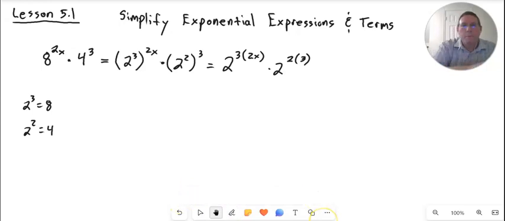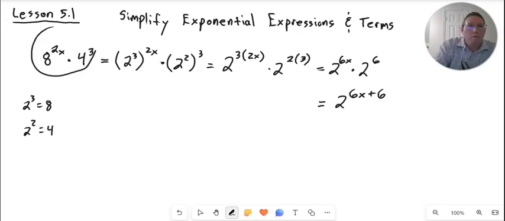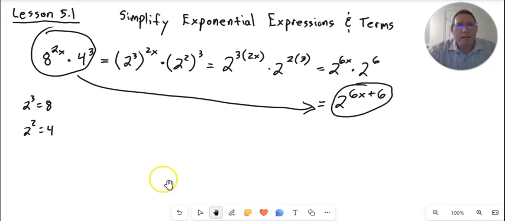All right. And so now, if we go back to what we just learned a few minutes ago, this is now going to be 2 to the power of 6x times 2 to the power of 6, which can now be rewritten as 2 to the power of 6x plus 6. And so this over here gets rewritten, simplified into this. That's what we're doing today. That's today's lesson. We want to learn how to rewrite this as this. Okay? All right, let's try another example.